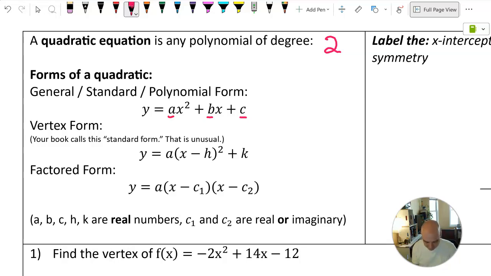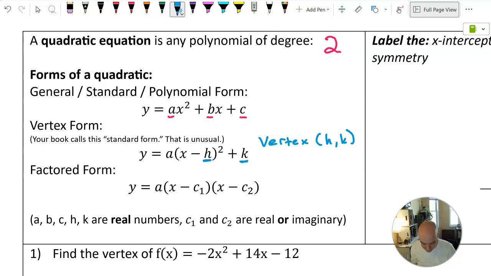The second form is vertex form. This is the form that you get after you complete the square on a general form of a polynomial, and once you get it in this form, which looks like a parentheses x minus h squared plus k, then the value of vertex form is the h and k tell you the location of the vertex. It's at h comma k. Another way to think about quadratic equations in this form is that they're transformations of y equals x squared, left and right and up and down and shifts and stretches of x squared.